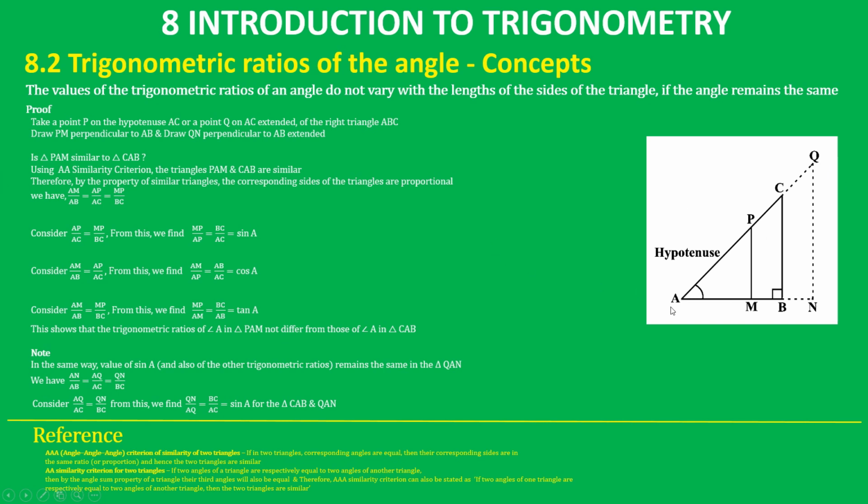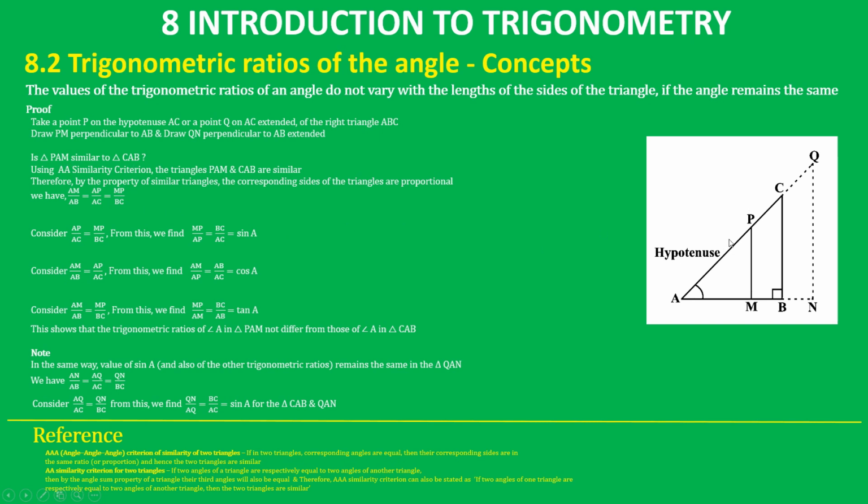Now how many triangles do we have? Triangle PAM is one triangle. Another triangle is CAB. Another triangle is QAN. These are the three different triangles we can see. Actually, we started with triangle CAB, but we constructed to form triangle PAM and triangle QAN, which involve the same angle A.